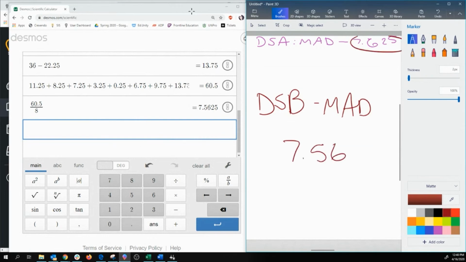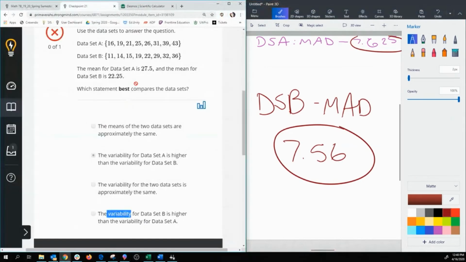So if I look at these two numbers, are those mean absolute deviations very close to each other? Yes, right. 7.6 and 7.5 are very close to each other, which means that the variability for these two data sets is going to be approximately the same.